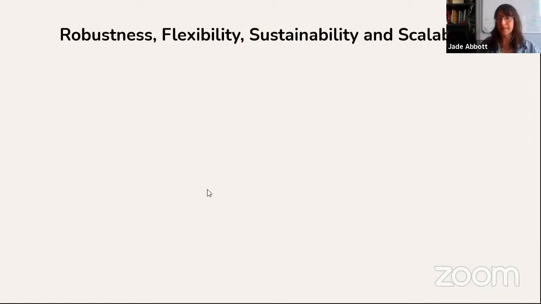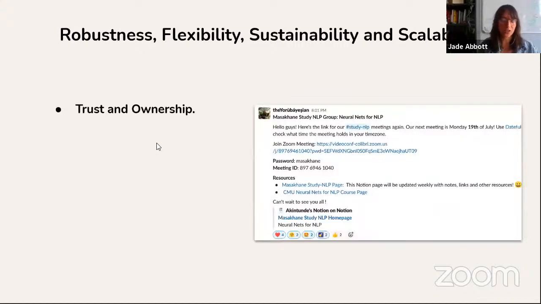Robustness, flexibility, sustainability, and scalability. These, I think, are some of the key things. With Masakhane, we don't want it to be a 3-month thing and then it ends. It needs to be something that continues. Otherwise, we've failed as a community. So how do we scale out? How are we robust to change? And these are very core values.